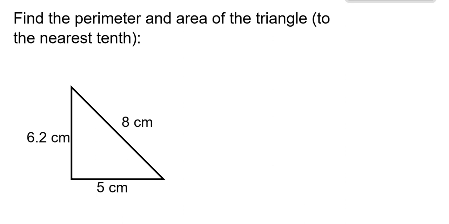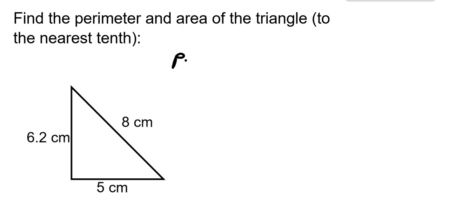So this video is going to review some of the 2D measurement that you have learned in the past. So this question here is asking you to find the perimeter and area of the triangle. The first thing that we're going to do is write down our formula. So we always write formula first.